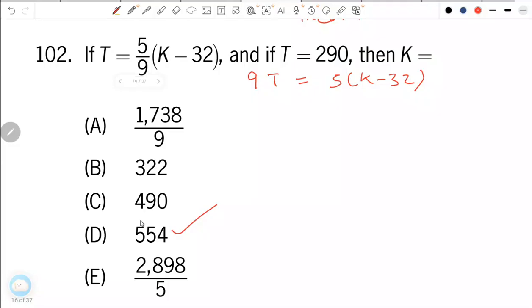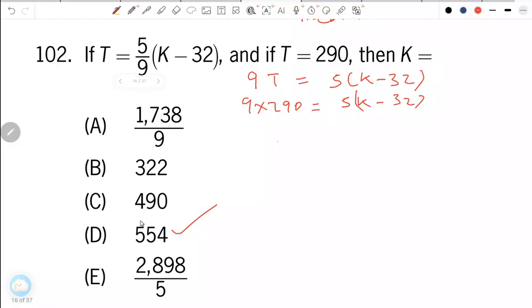Since they gave us what t is, I then said 9 times 290 equals 5 times k minus 32. I didn't even do 5k yet. I did 5 times k minus 32. Then I divided both sides by 5.